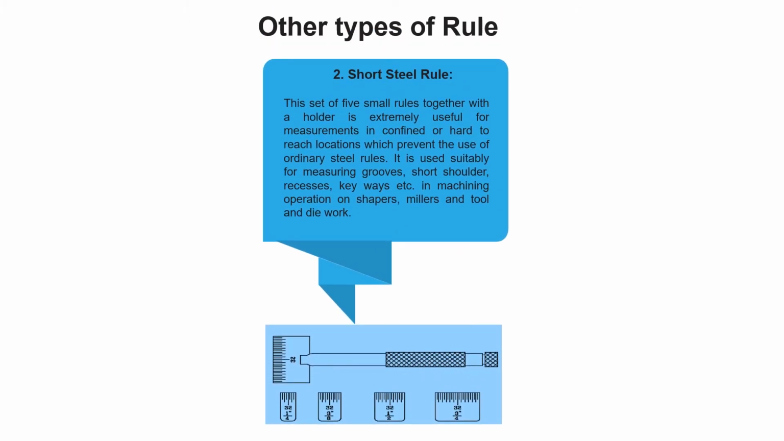Short steel rule. This set of 5 small rules together with a holder is extremely useful for measurements in confined or hard to reach locations, which prevent the use of ordinary steel rules. It is used suitably for measuring grooves, short shoulder, recesses, keyways, etc. in machining operations on shapers, millers, and tool and die work.